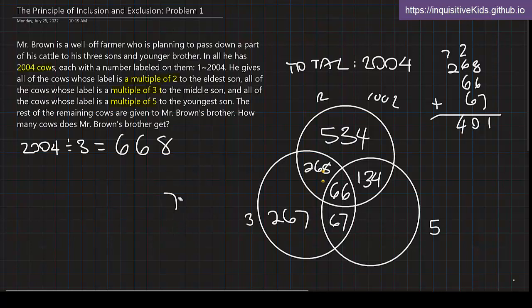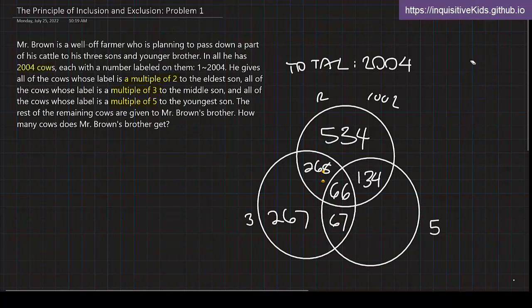Yeah, so given that there are some cattle with overlaps, I think that Mr. Brown didn't have a very good idea, didn't make very good decisions when it came to passing down a part of his cattle because there's going to be some arguments here, I can guarantee.